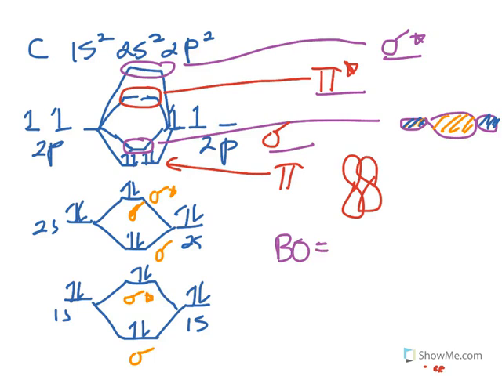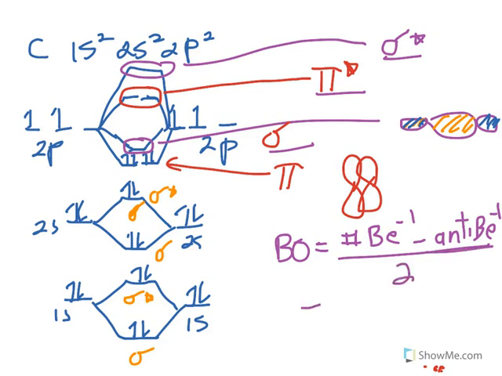Bond order is equal to the number of bonding electrons minus anti-bonding electrons divided by 2. Bonding electrons minus anti-bonding divided by 2. So for this one, I have, that's a bonding orbital, 2, that's a bonding orbital, 2, 4, 5, 6, 7, 8 bonding electrons minus anti-bonding orbitals. Let's circle those green.